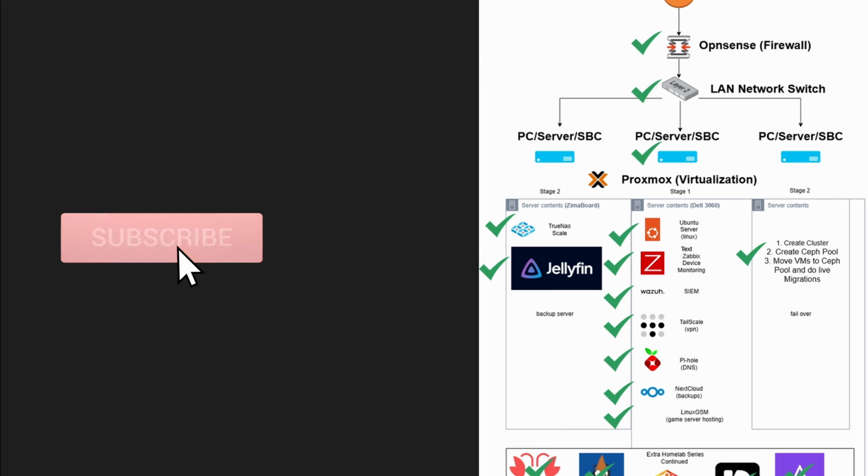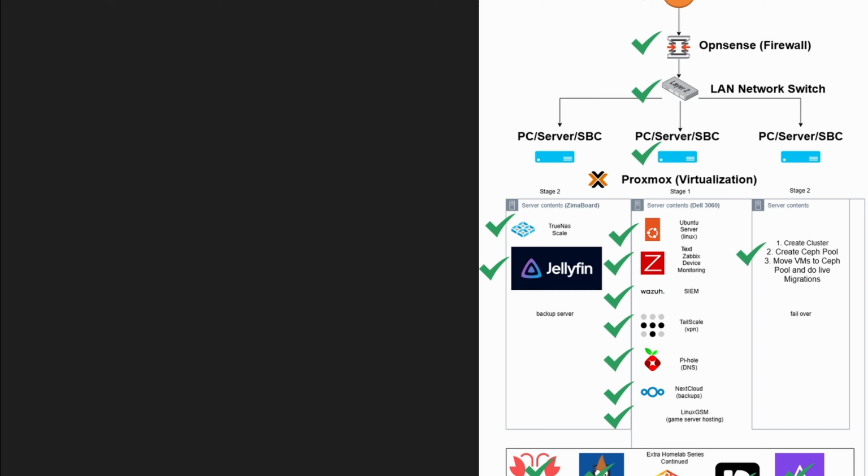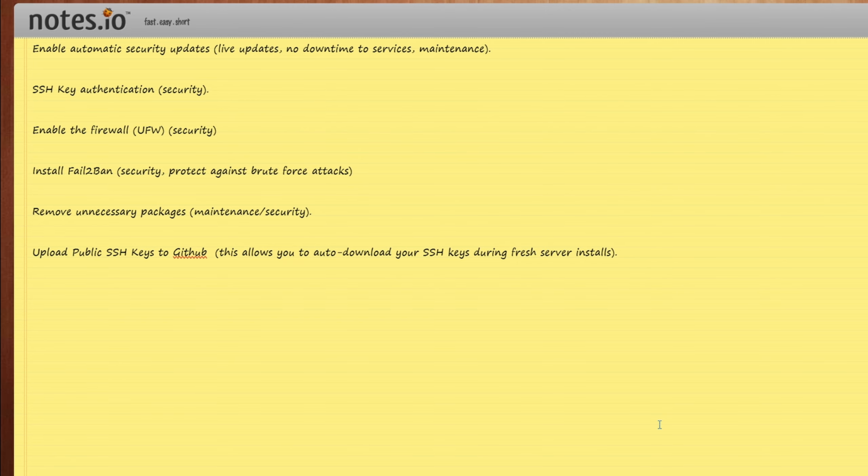But if you are new here, this is a standalone video, but this video is a part of our series on how to set up a HomeLab, which you're seeing on the screen right now. And in this video, we're going to be covering Linux hardening in a 6-video series because I wanted to keep these videos nice and short for you. But we are going to cover within the next 6 videos how to enable automatic security updates, SSH key authentication, enabling the firewall, installing Fail2Ban, removing unnecessary packages, and uploading your public SSH keys to GitHub.